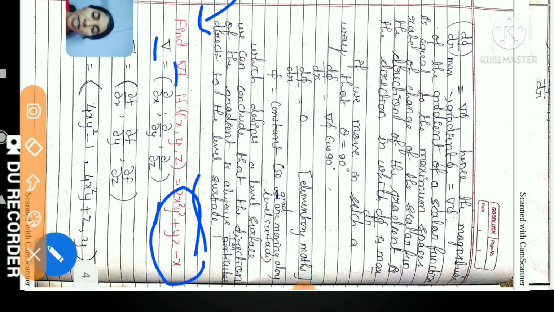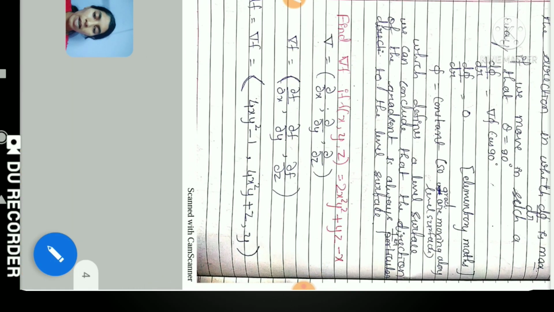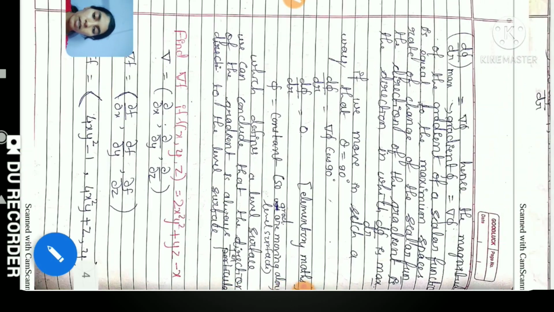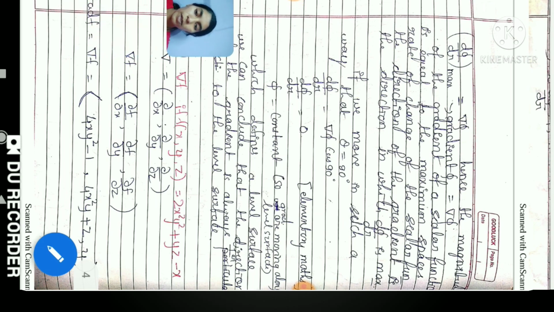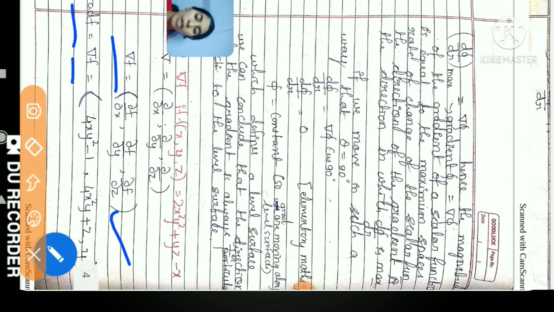Do you know what the del operator is? Dou by dou x comma dou by dou y comma dou by dou z. Okay, so this is the del operator. And del of phi is dou phi by dou x, dou phi by dou y and dou phi by dou z. So the gradient of f or del of f is given by, see here, the first function 2x square y square plus yz minus x is there.